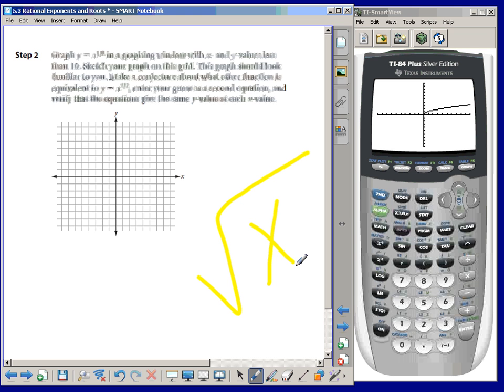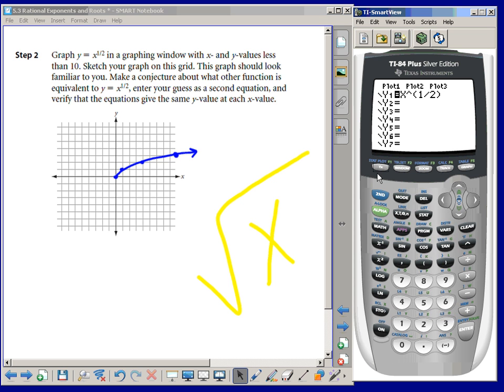And this graph appears to have values at 0, 0, 1, 1, 4, 2, and 9, 3. So it looks a lot like the square root function, and that's basically the big idea in this investigation. They want me to make a conjecture about what other function this is equal to, and I've been saying that it looks like the square root of x.